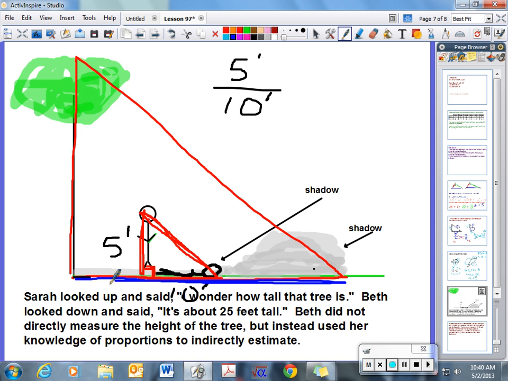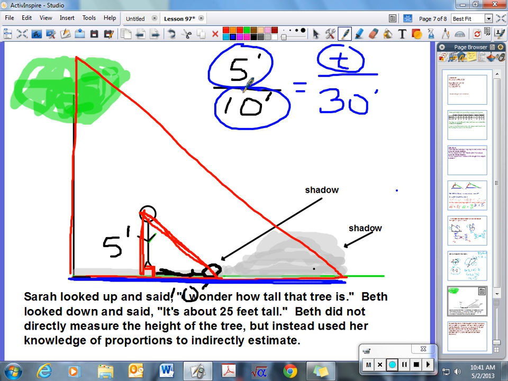So let's say that this down here, we'll just say that it's 30 feet. This tree's shadow is 30 feet, okay? So we're going to put this down here at the 30 feet. And I want to know how tall the tree is. Okay, so again, the 5 is the height of Sarah. The T is the height of the tree. The 10 is the length of her shadow. The 30 is the length of the tree's shadow.